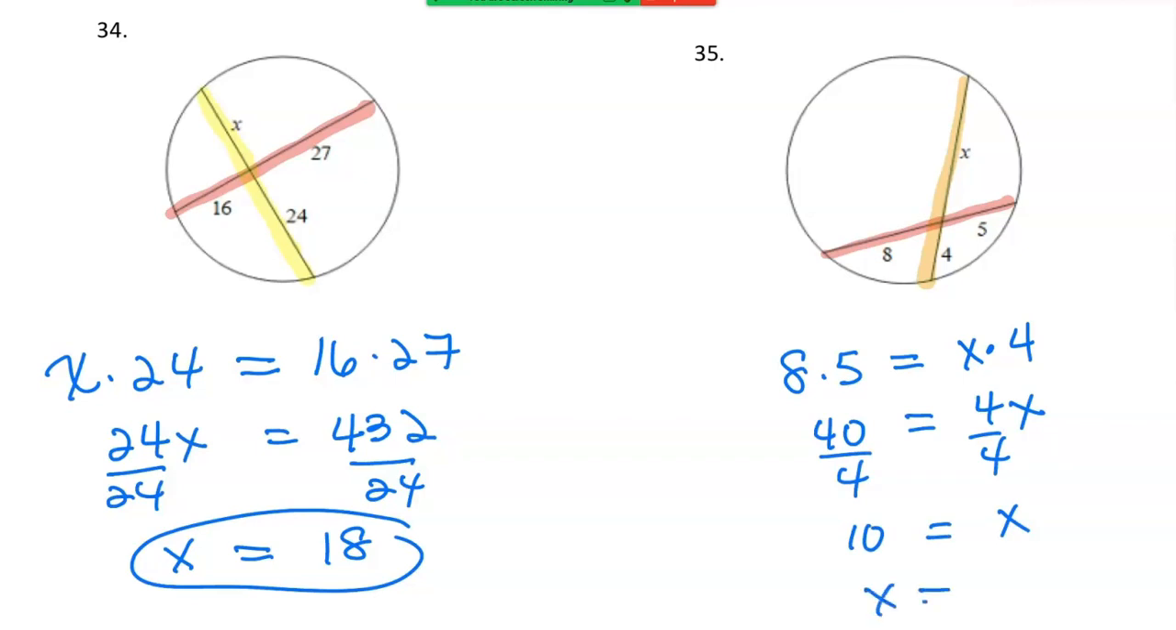I'm going to write it this way because that's the proper way, and I'm getting x equals 10, and that finishes this video.